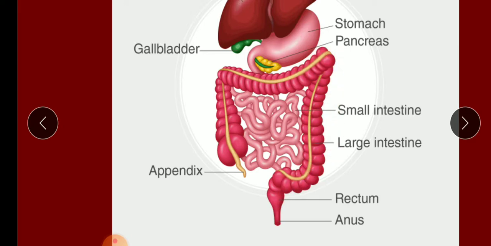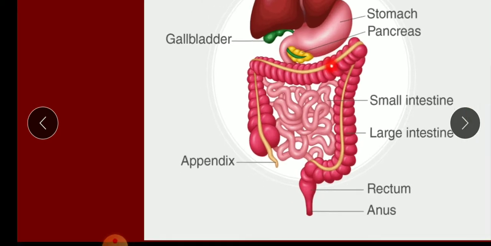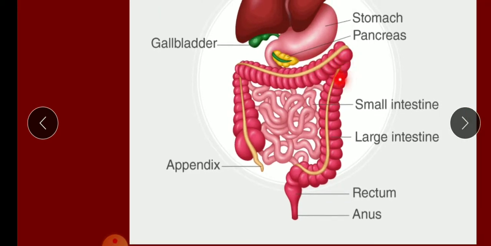Do you remember the midgut derivatives? When we are talking about the midgut derivatives, how far was it? It was from the duodenum below the opening of the bile duct, then jejunum, ileum, cecum, appendix, ascending colon and right 1/3 of transverse colon. That was the midgut derivative. So the rest, the left 1/3 of transverse colon, descending colon, sigmoid colon, rectum and anal canal till the pectinate line, that much is derived or developed from the hindgut.